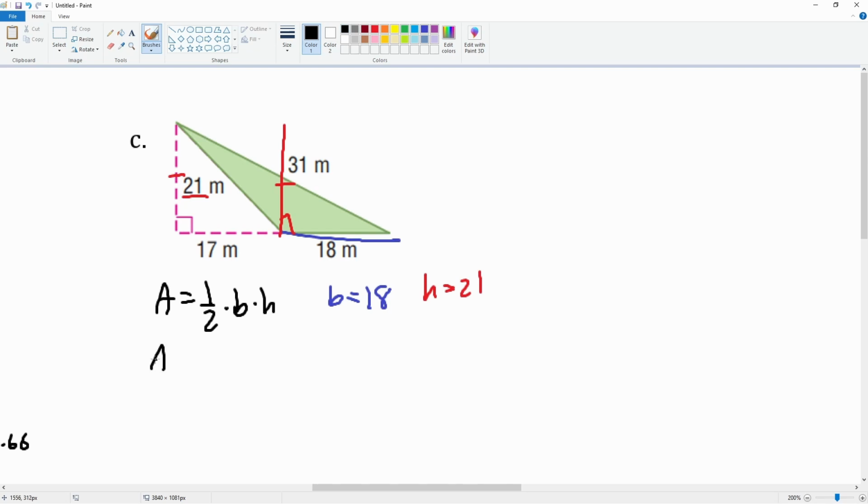Look how easy it is, because we didn't have to do any Pythagorean theorem. We can just plug it in. Because we have the height, which was 21, and it was perpendicular to the base. 1/2 times 18 times 21. That gets me 189 as the area, meters squared.